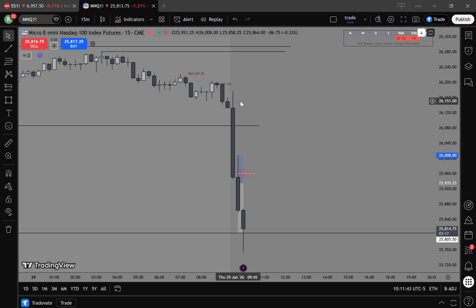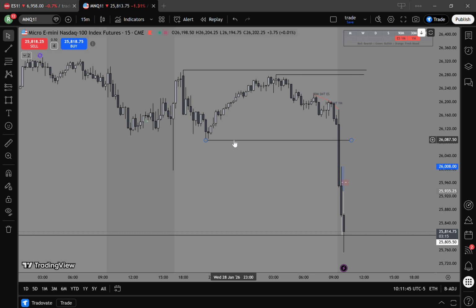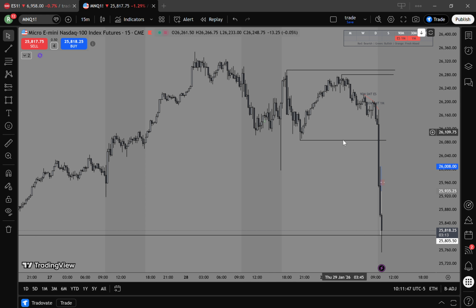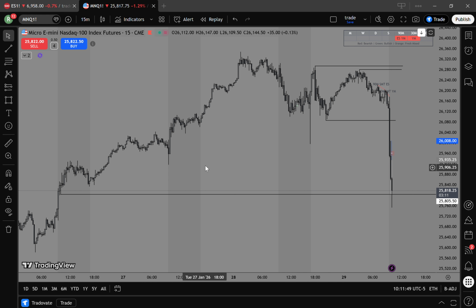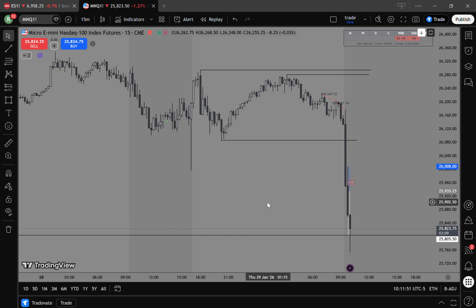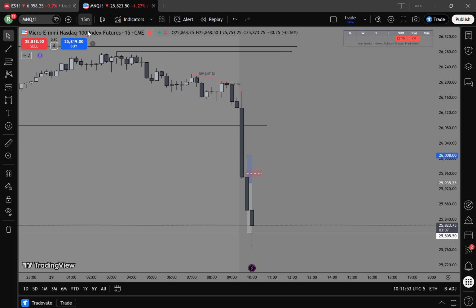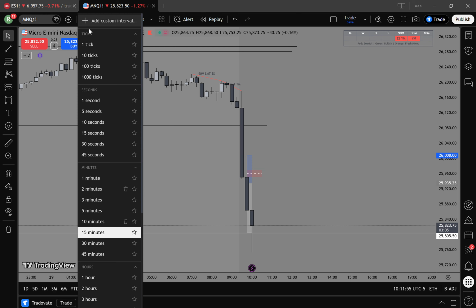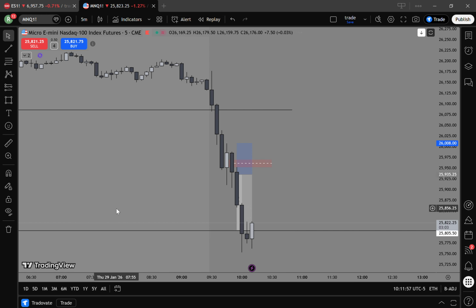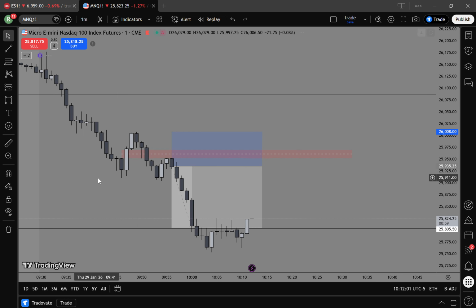On the 15-minute, we had this big dump at market open, took out this Asia low, no reversal. I said, okay, we're going to be looking for some internal liquidity, a higher time frame gap. So that's what we targeted. We came to the 1 minute.